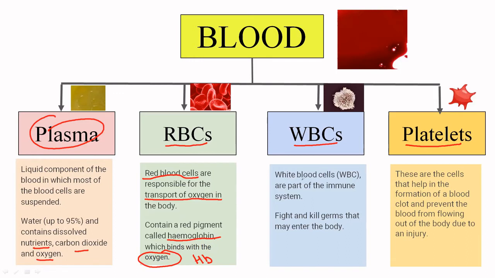WBCs or white blood cells are part of our immune system and they fight and kill germs that may enter our body. Platelets. Platelets help in the formation of blood clots and prevent the blood from flowing out of our body whenever we get some injury.